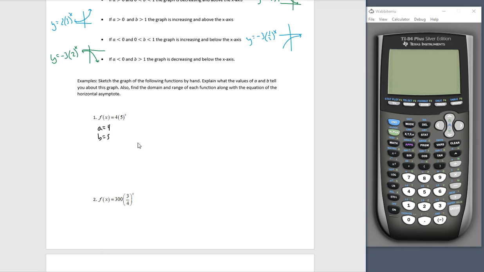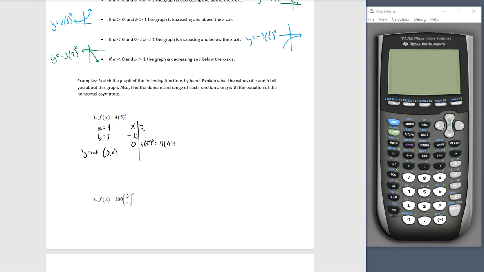But what really happens here is, check this out. I'm going to use an x value of 0. When x is 0, I'll have 4 times 5 to the 0 power. Now, we know that anything other than 0 raised to the 0 power will be 1. So this will be 4 times 1, which is 4. Notice that the y-intercept is the point (0, a). That's how the a hooks us up in finding our values.